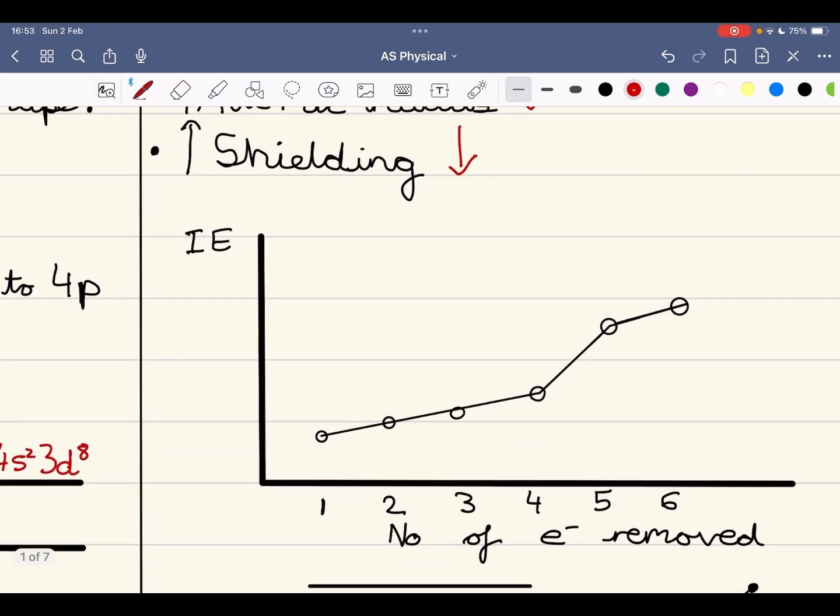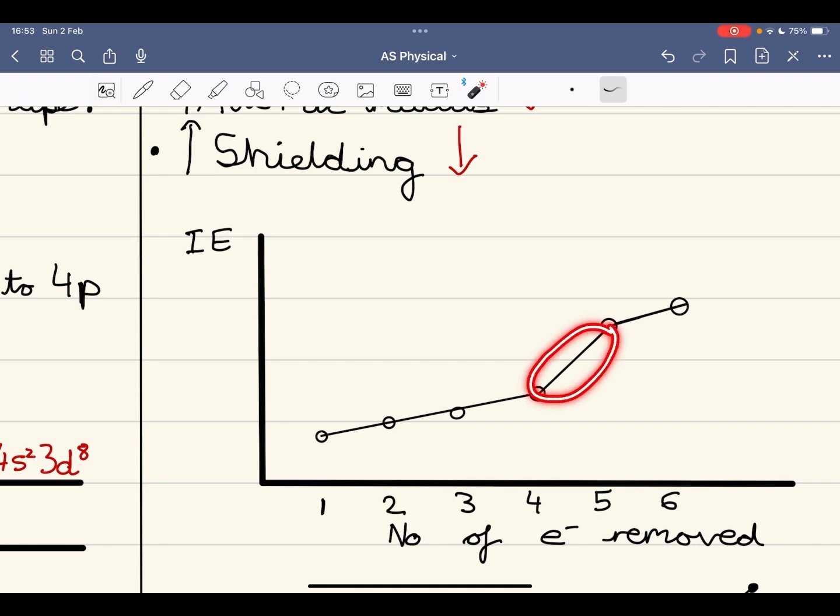Here I've got a graph of all the different electrons being removed. So this represents when you remove the first one, then the second, then the third, then the fourth. So the first ionization energy is lowest, and then it generally goes up, and this is because atomic radius decreases as we remove more.